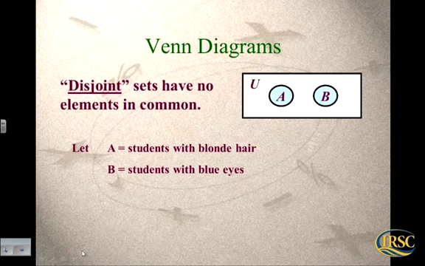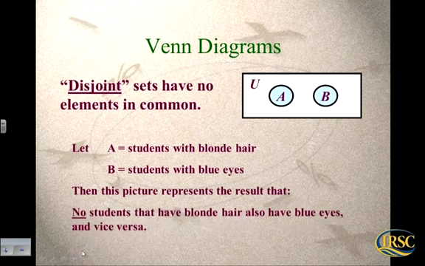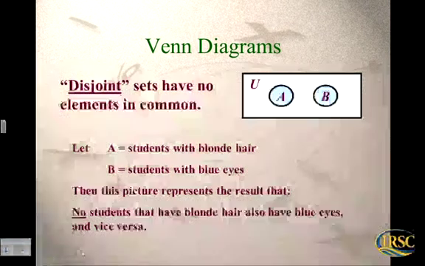So in the space under the disjoint set statement, you can write that this represents the statement that no students that have blonde hair also have blue eyes and vice versa. So this picture represents no students that have blonde hair also have blue eyes and vice versa. So notice when you have that keyword, I underline the keyword no for a reason there, because no means that you have disjoint sets. You have 2 circles inside your Venn diagram that do not touch whatsoever. They have nothing in common.